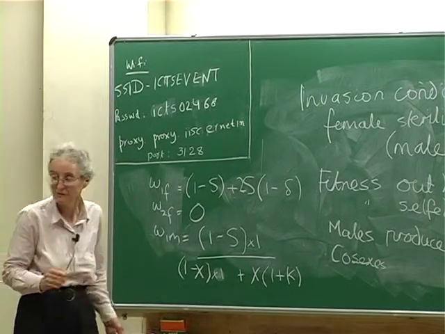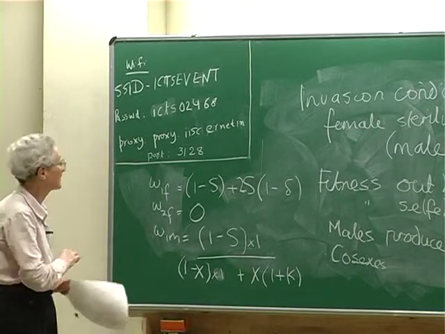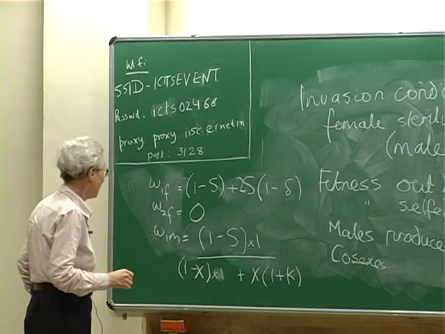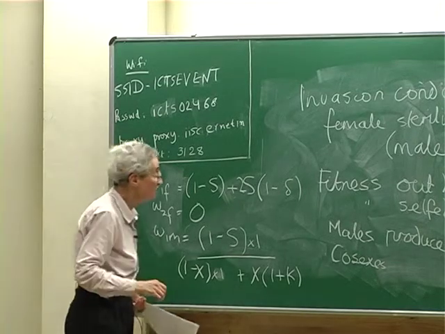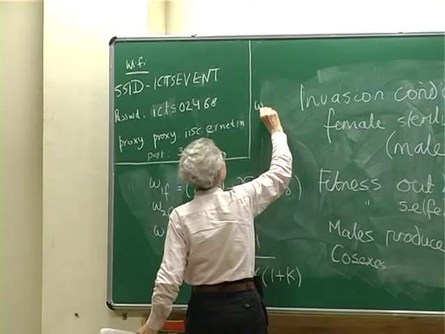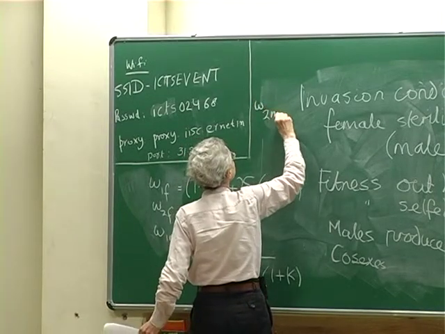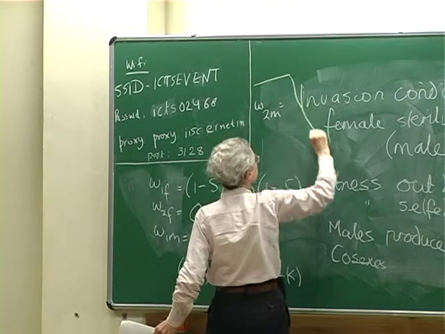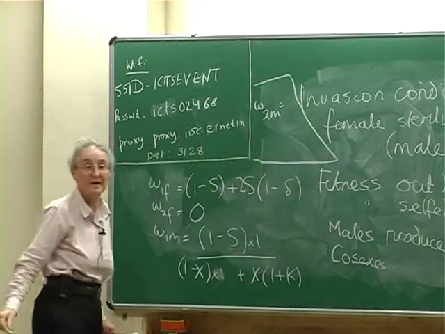I think that's right. It's difficult writing on the blackboard. If I do something idiotic, just tell me. And now I haven't left room to put the male fitness of phenotype 2. See if I can make a little space for them there.